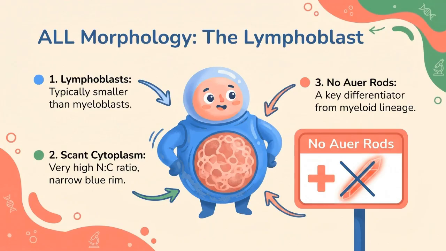The absence of these needle-like inclusions is a key differentiating feature from myeloblasts. The nucleus of a lymphoblast typically has fine to slightly coarse chromatin, and nucleoli may be present but are often less prominent or indistinct compared to those in myeloblasts.